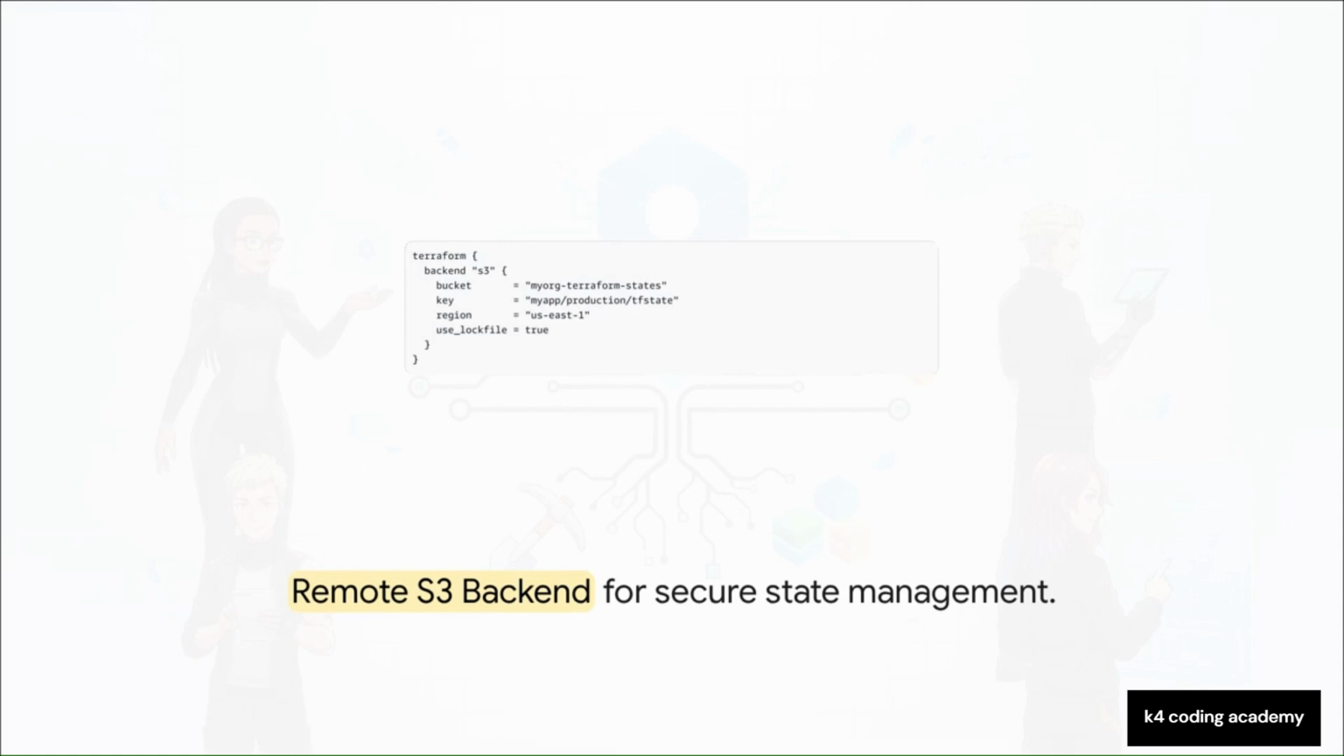So what does this actually look like in your code? Well, it means declaring a backend S3 block. You're going to specify your organizational bucket, the key path, and the region. But the real magic here is that use_lockfile = true parameter. This leverages native locking capabilities.